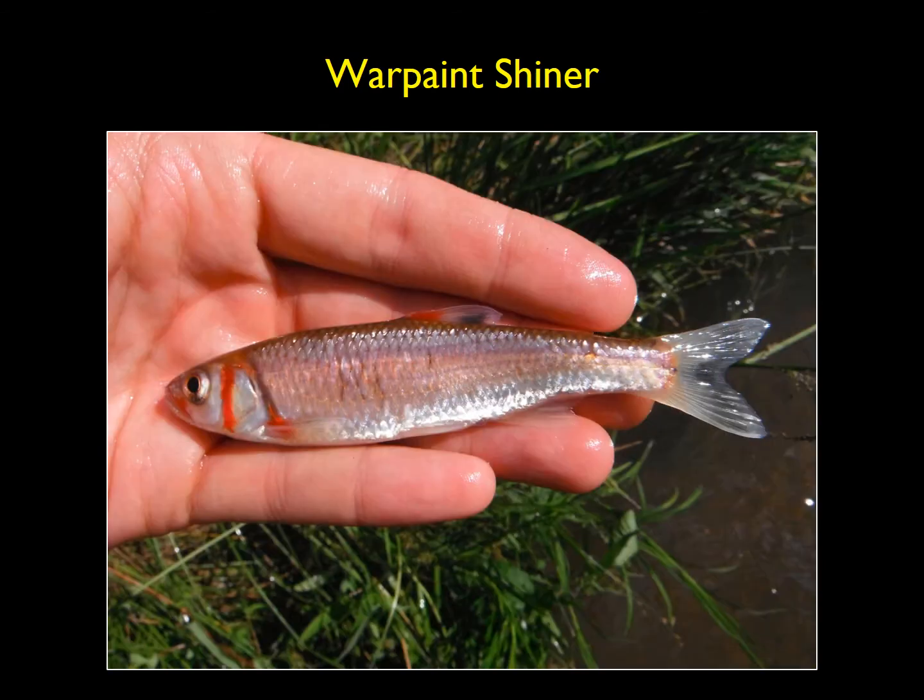War paint shiner, probably one of the easiest minnows to identify when they're in their breeding coloration, so that real bright orange stripe on the gill cover there, and then also in the dorsal fin, and that silvery body color again, and a mouth at the tip of the head that characterizes the shiners.